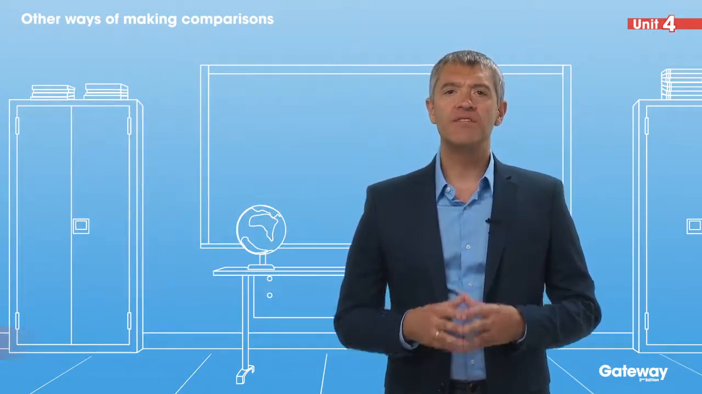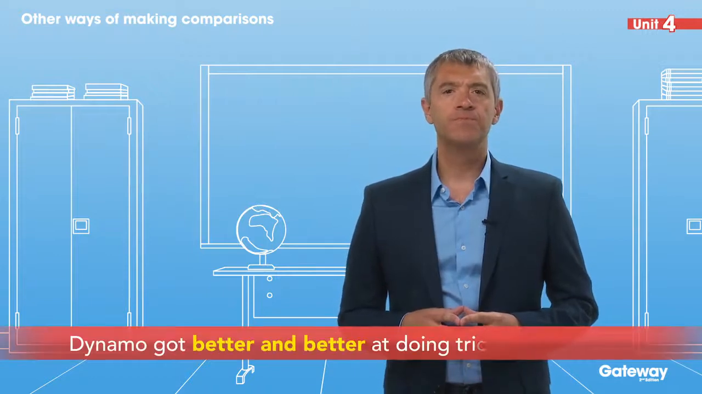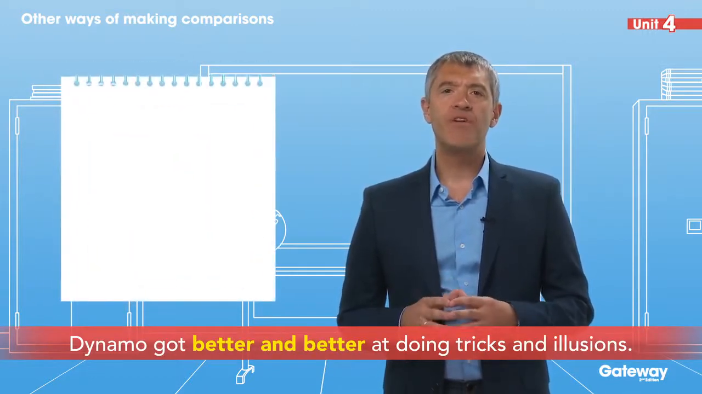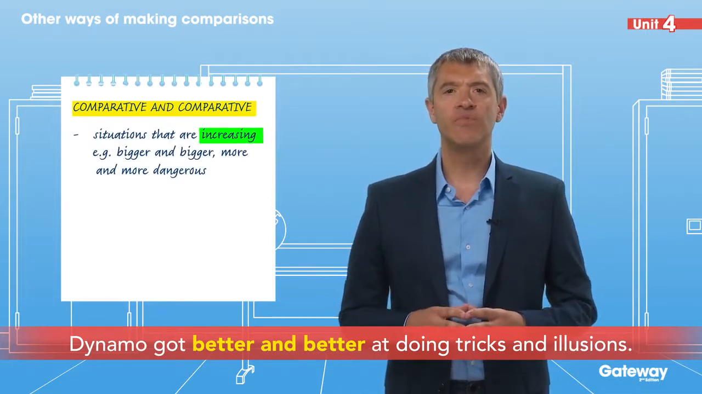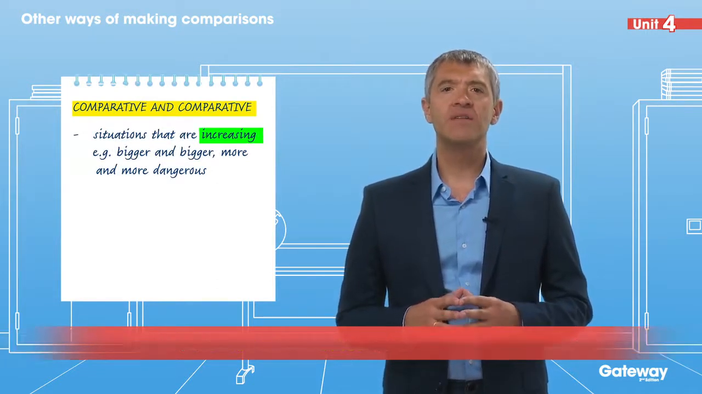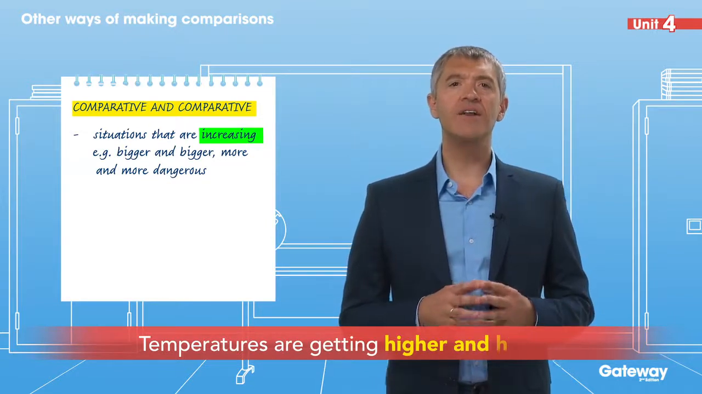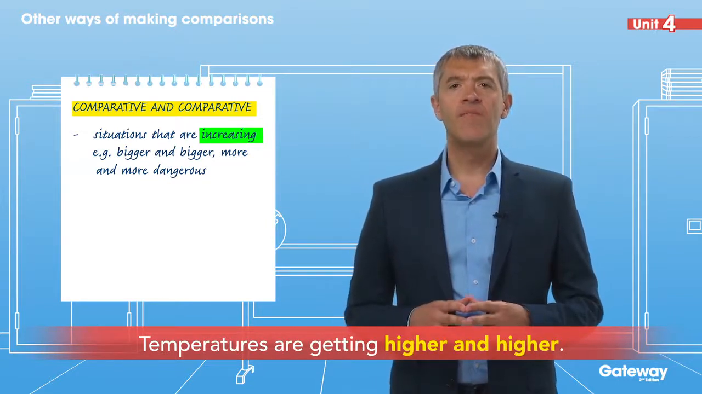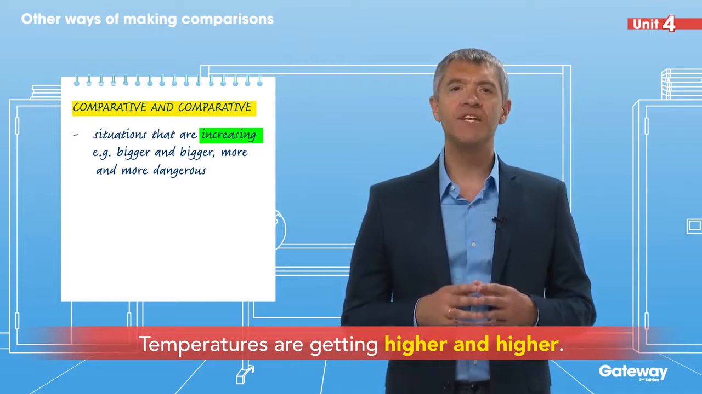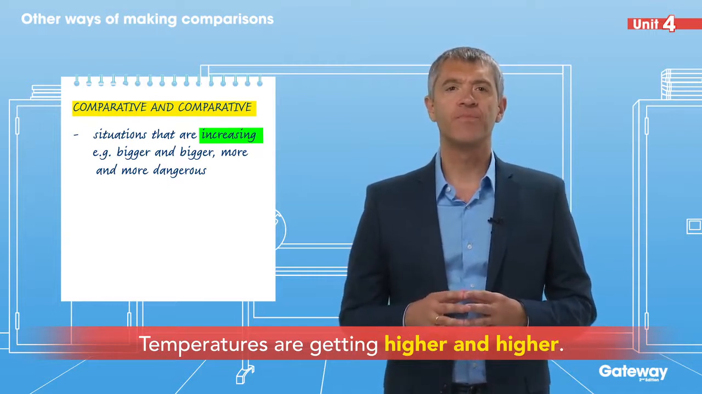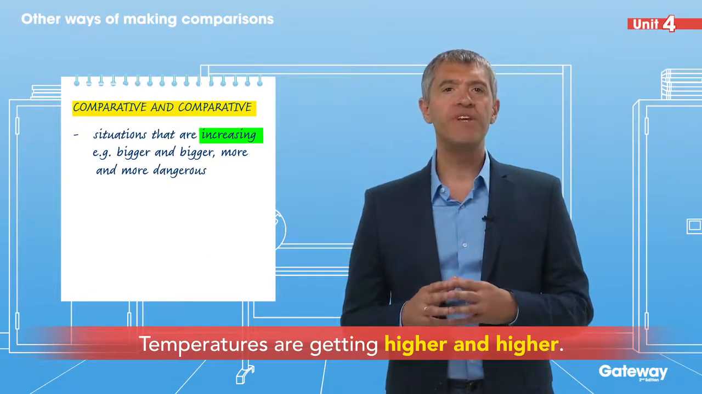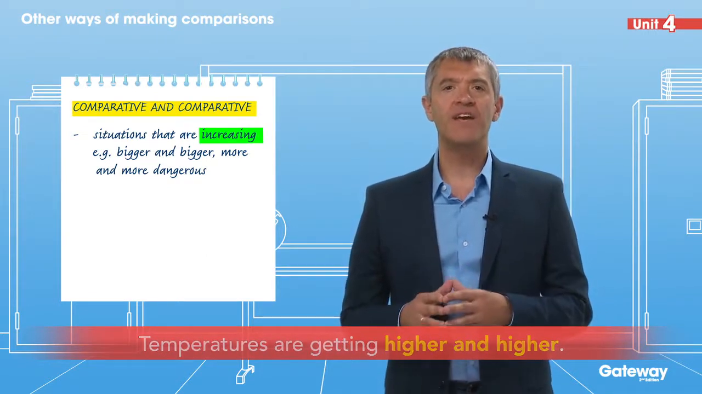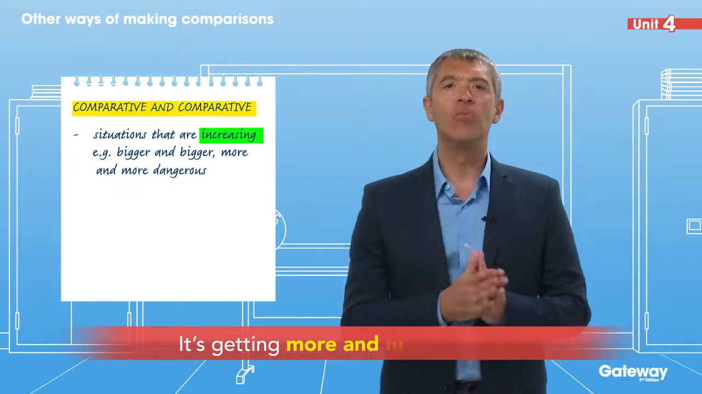Now look at this sentence. We repeat a comparative to talk about situations that are increasing. So we can say, temperatures are getting higher and higher. That means that temperatures are continuing to increase. If the comparative is with more, we just repeat more. So we say, it's getting more and more difficult.